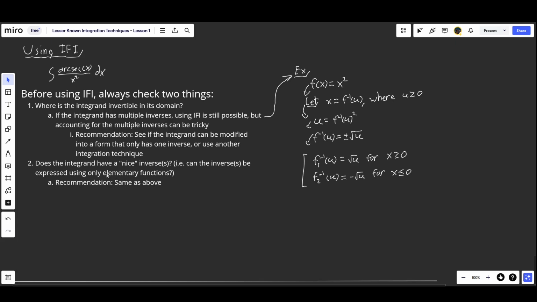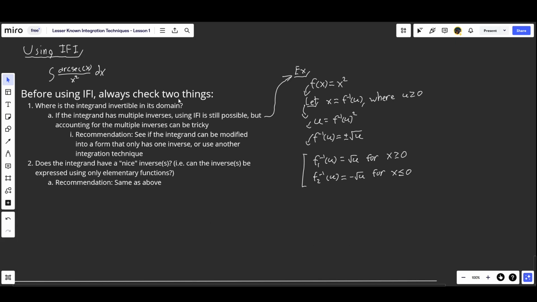You'll figure out the answer to this question pretty quickly, usually when you try to invert an integrand, because unless you are knowledgeable about some special functions, you probably won't even know how to approach finding the inverse. And if you're in this situation, like in the first case, I highly recommend that you don't try to brute force through it and try to modify it into a new form or just use another integration technique.